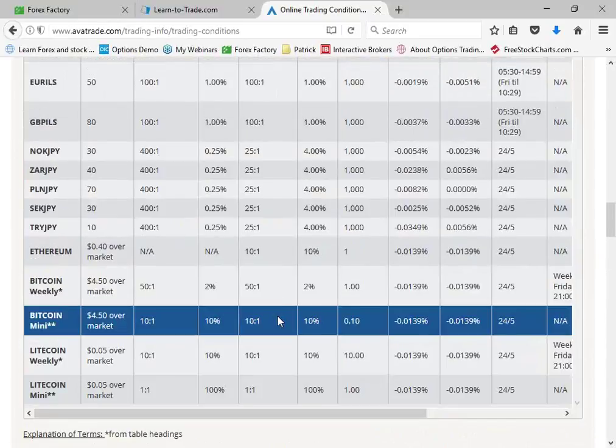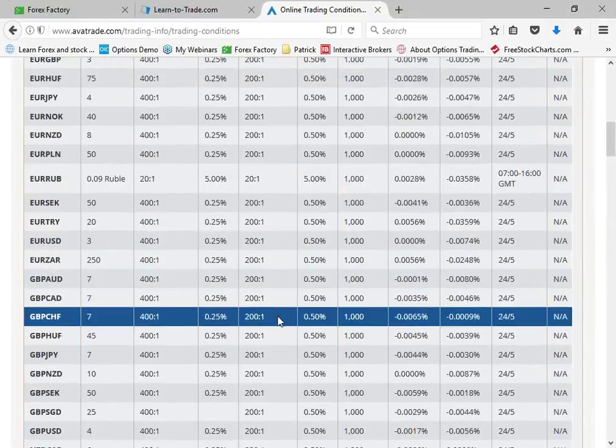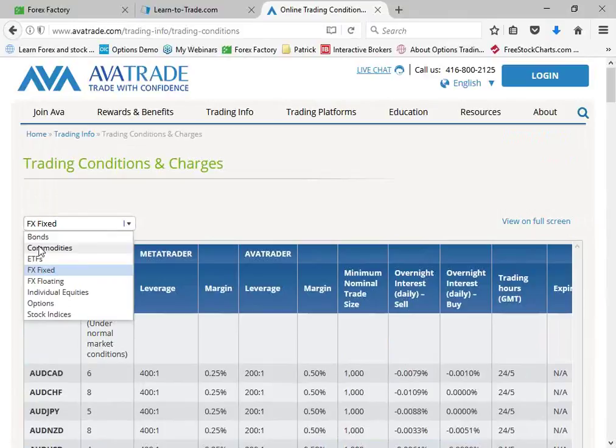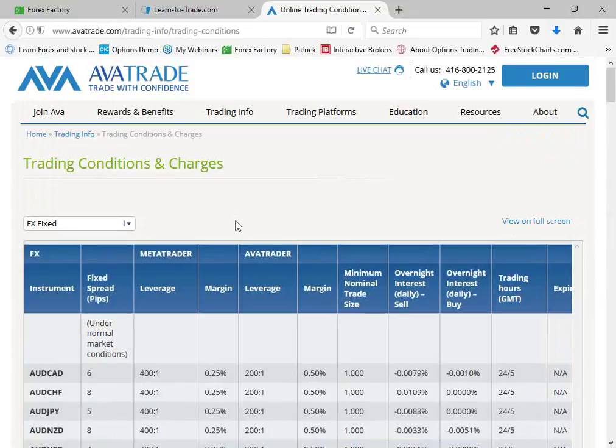Okay, and you can see all the different products that you're allowed to trade. Make sure you stick with the major currency pairs. You have different bonds, commodities, ETFs, fixed, floating, individual equities. Leave the options alone for now. Stock indexes as well. So you've got different products there that you can utilize through AvaFX.